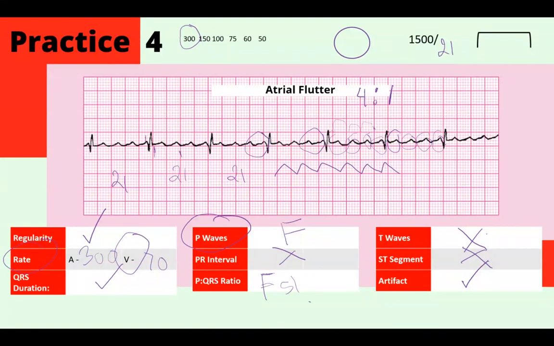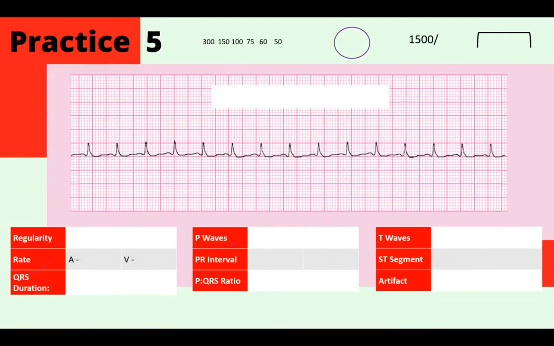Right, we got one more practice, I think, to do together. A couple more. All right, so here's this one. This one, first glance, looks regular. Everything looks to me from first glance to march out, and if you just kind of look, they're all about 10 small boxes apart. What's our atrial rate?